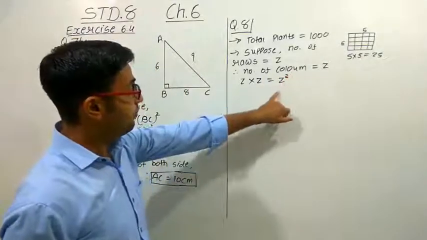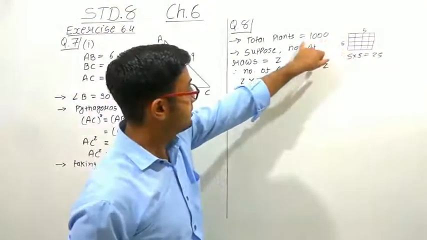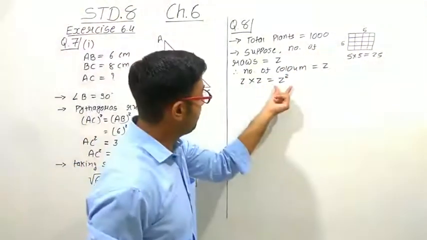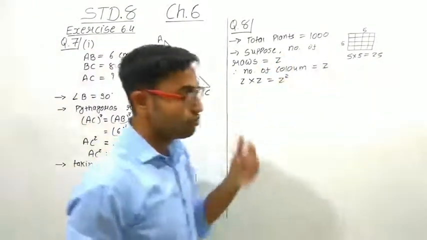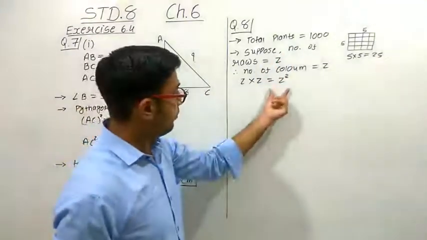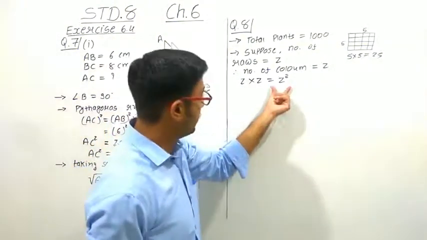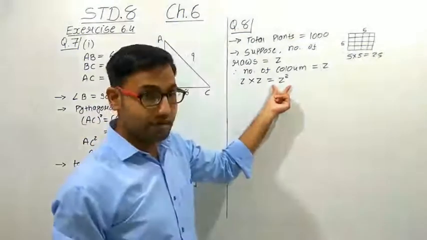Okay. Now how many plants does he have? He has 1000 plants. Now see, we have to compare this z square with the 1000. So we have to find out the number of rows and columns. That is, we require to find out the square root of this z square.